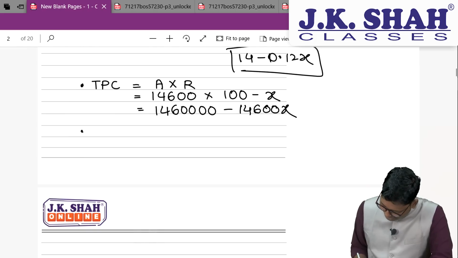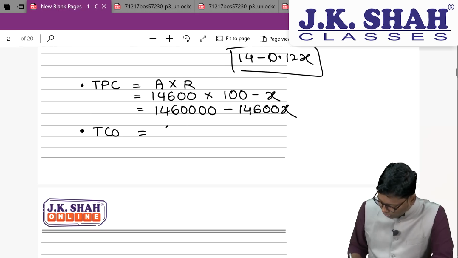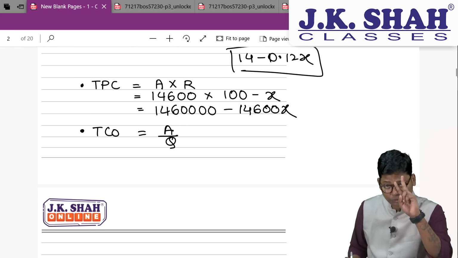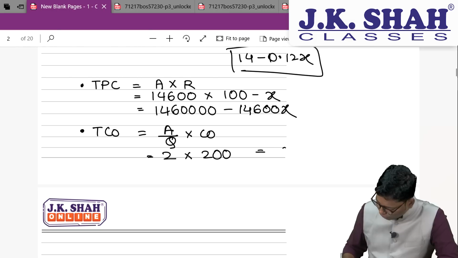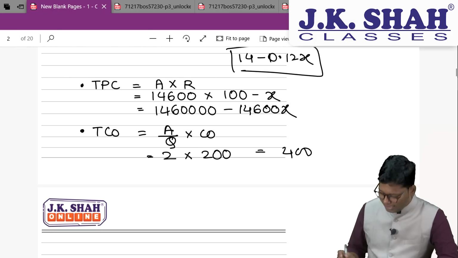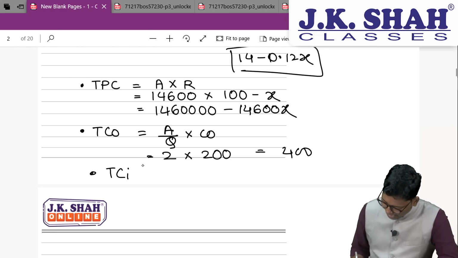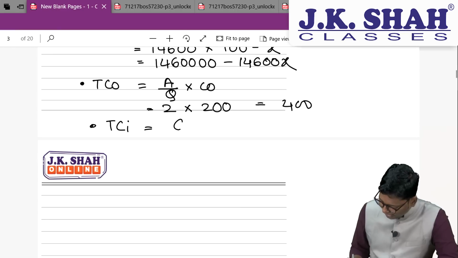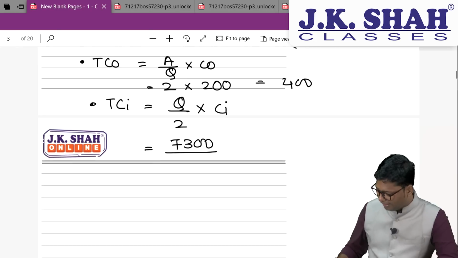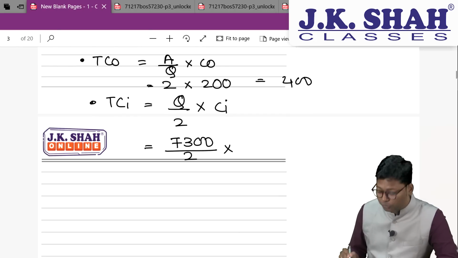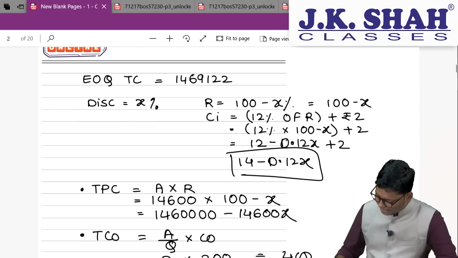One TPC is calculated. Next comes TCO, that is your total ordering cost, and your ordering cost is number of orders, that is 2 orders, multiplied by CO. We are going to place 2 orders. Each order costs us 200. So this will cost you rupees 400. Done, correct? And finally, inventory carrying cost is average inventory multiplied by carrying cost. I am placing order containing 7,300 kgs of raw material. I am dividing it by 2. When you multiply it by CI, it is computed.